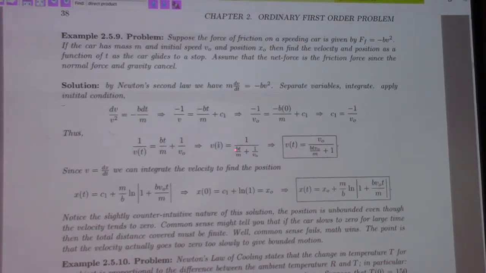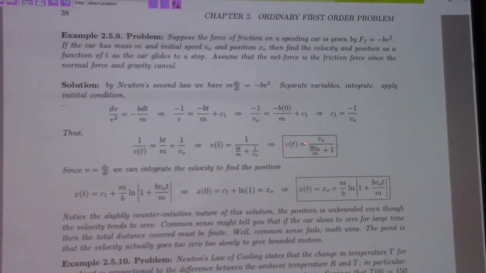So anyway, solving for v gives me this. What happens as time goes to infinity? As time goes to infinity, the velocity goes to 0, right? Because that gets really, really big, so 1 over something, you know, that kills it. It goes to 0 eventually.